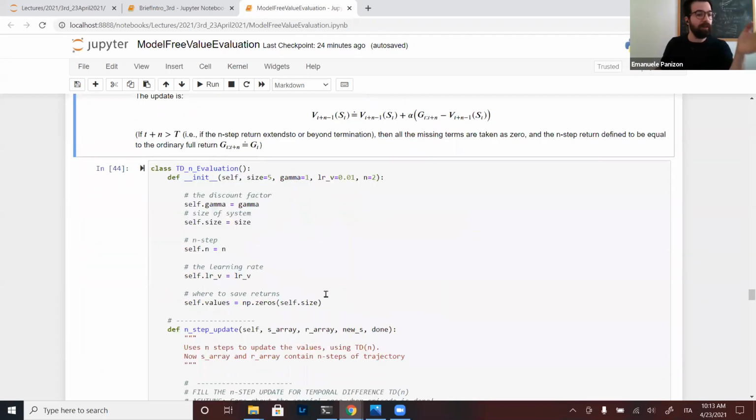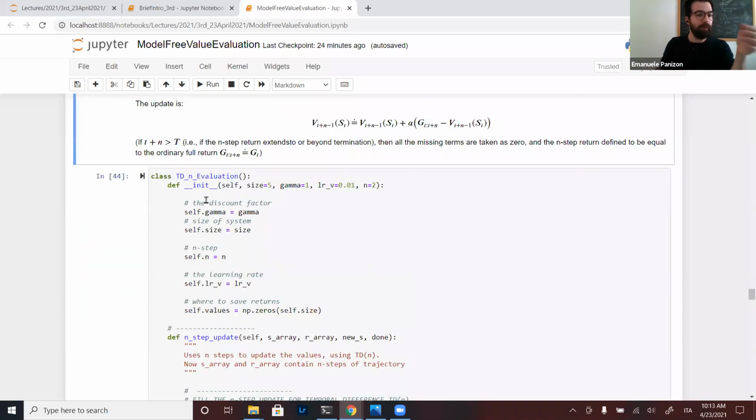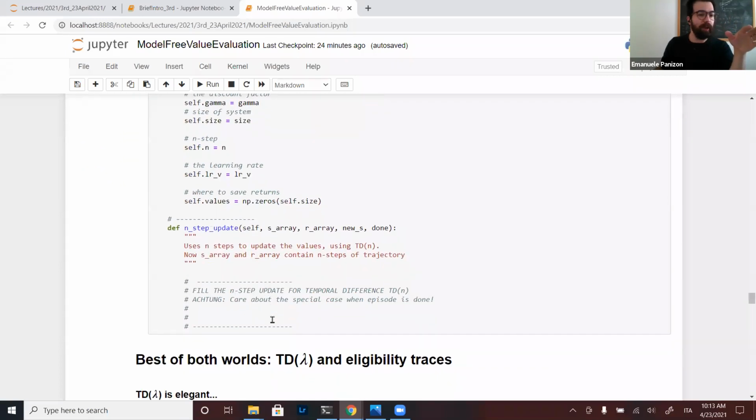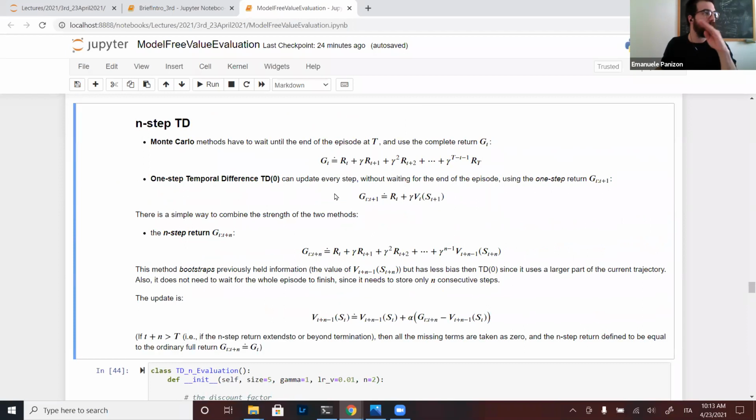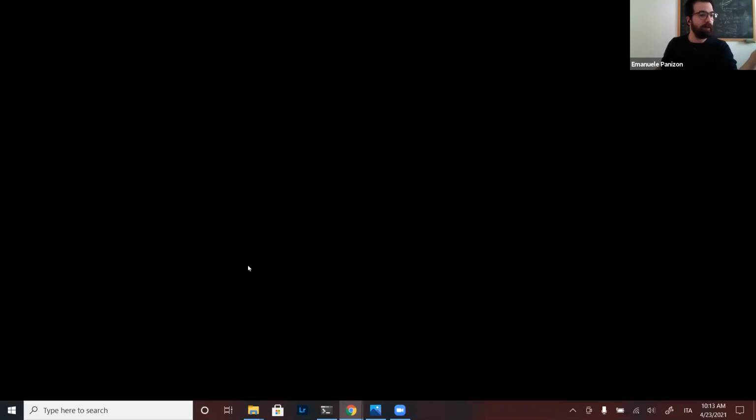I will not even go into the code. You will find it, because it was just to show you that there is a very simple way to mix Monte Carlo and one-step temporal difference.